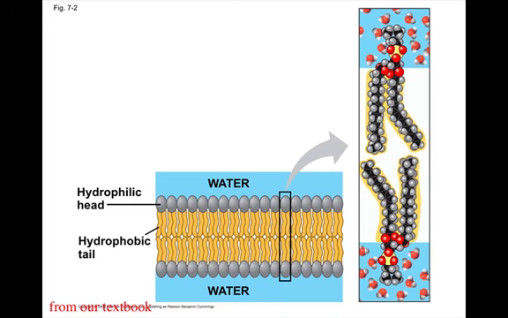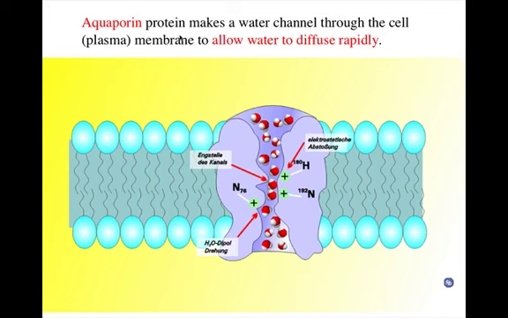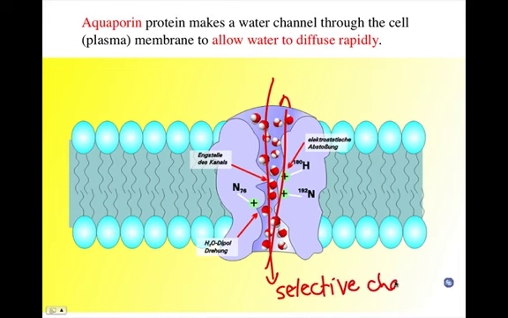So we have just a little picture here of aquaporin. Aquaporin is a protein. This is kind of like a cutaway of the membrane, and aquaporin looks like a donut. Water is going to diffuse in and out of the cell, and it's going to interact with the aquaporin protein through non-covalent interactions. So this will be a selective channel. It only lets water in and out of the cell, and it's going to allow water to diffuse rapidly.